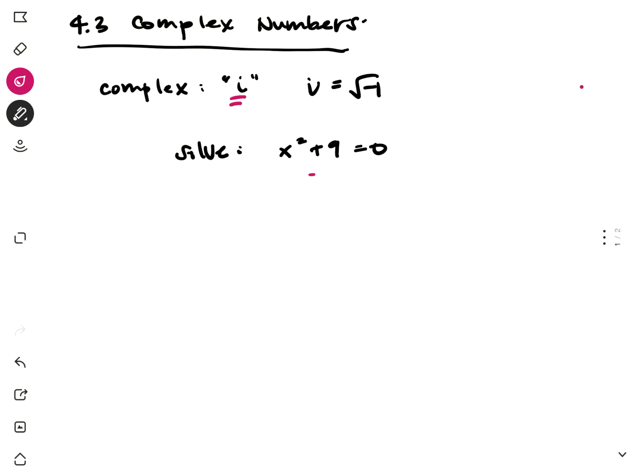We can do this using our algebra. We can subtract 9 from both sides, and then we get x squared equals -9. If we're trying to get x by itself, we're going to undo the square with a square root. So x is equal to... now the problem with this is that the square root means that we're trying to find a number multiplied by itself that gives us the number inside of the square root.